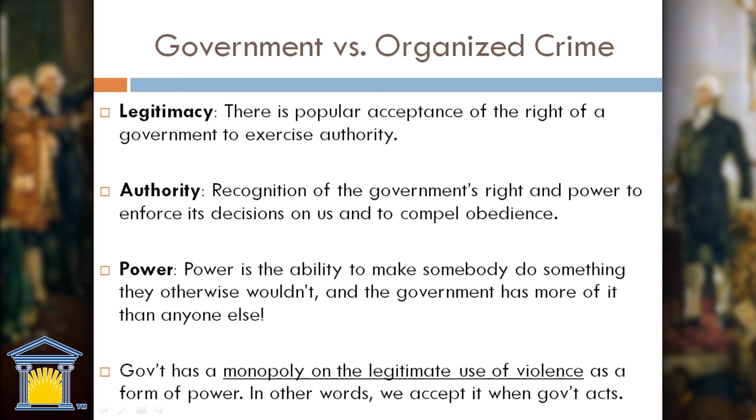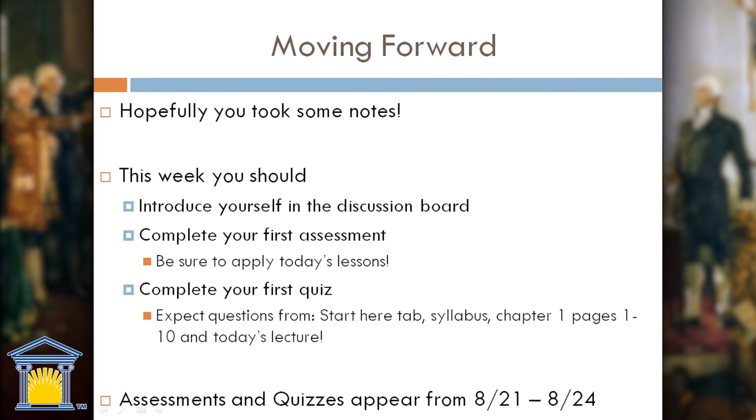So the number one thing, the biggest factor, the most important distinguishing feature used to differentiate governments from organized crime is a monopoly on the legitimate use of violence. And that more or less summarizes the key points that I want to address for today's lecture.